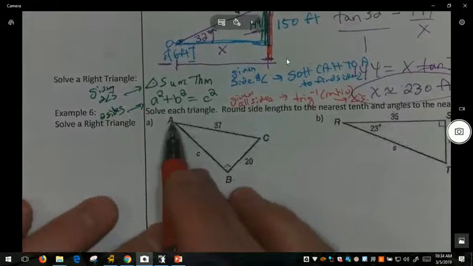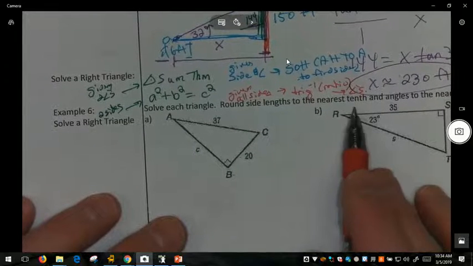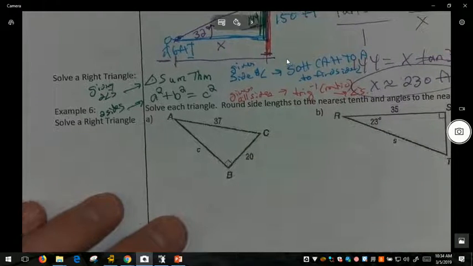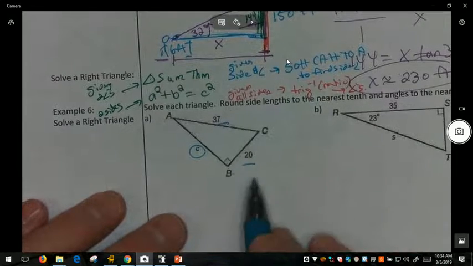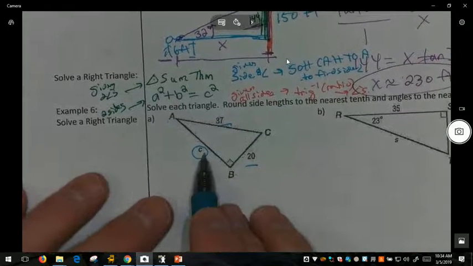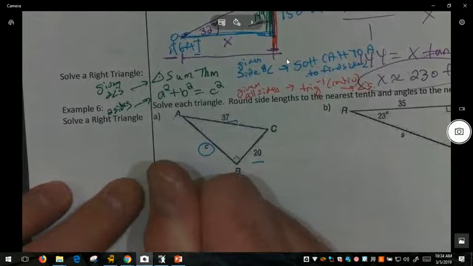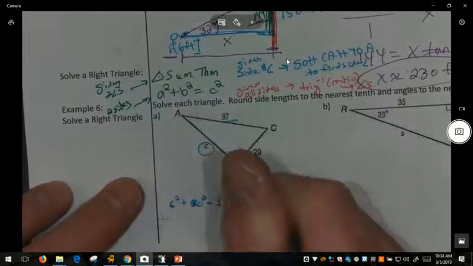So here's an example. We are asked to solve each triangle, rounding to the nearest tenth for side lengths and angles to the nearest degree. So we have to find everything that's missing. Well, I've been given two sides. So I'm going to find this third side by doing Pythagorean's theorem. Be careful, that says c, but it's not the hypotenuse. So c squared plus 20 squared equals 37 squared.